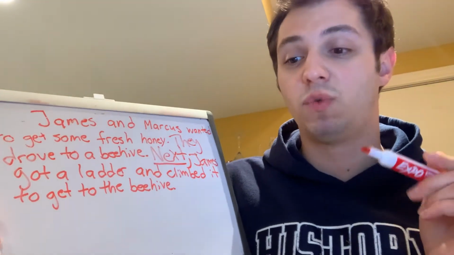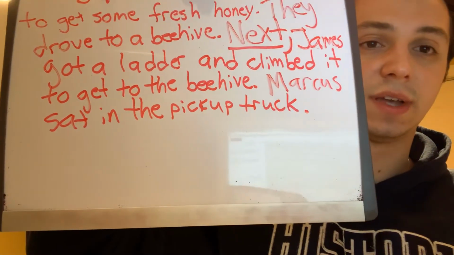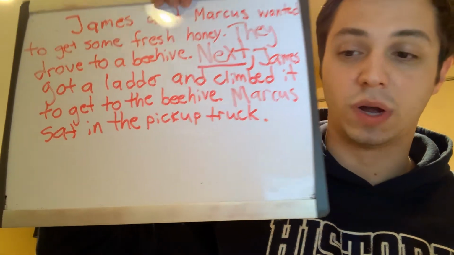Now let's describe what Marcus is doing. Marcus, we can tell in the picture, right? Marcus is sitting in the truck. So we can write Marcus sat in the pickup truck. Right. So there's our next sentence. Marcus sat in the pickup truck.